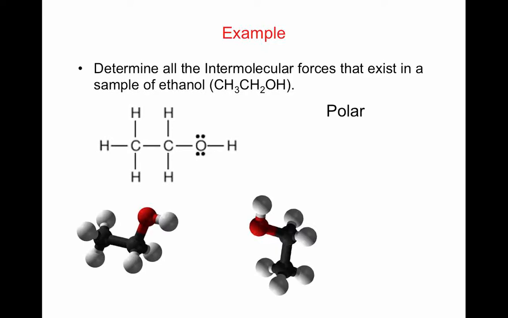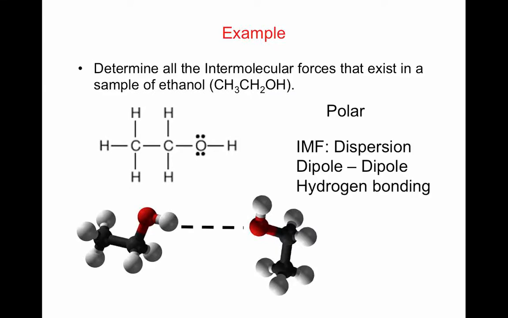So I know it has dispersion forces, because everything has dispersion forces. Because it's polar, I also know it has dipole-dipole interactions. And then I also want to check to see if I can upgrade the dipole-dipole interactions to hydrogen bonding. Because I have a hydrogen covalently bonded to an oxygen or nitrogen or fluorine in one molecule, and in a second molecule it's polar and I have an oxygen atom, I can upgrade my dipole-dipole interactions to hydrogen bonding. So I have hydrogen bonding, dipole-dipole interactions, and dispersion forces in between two ethanol molecules.